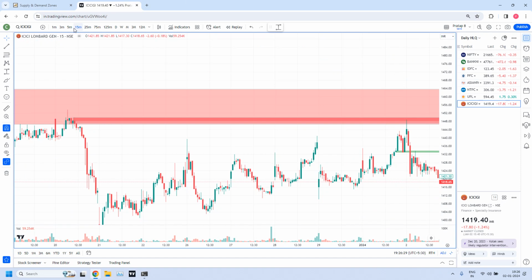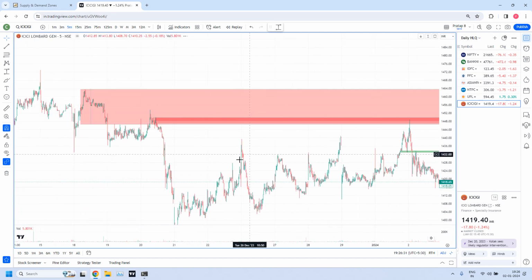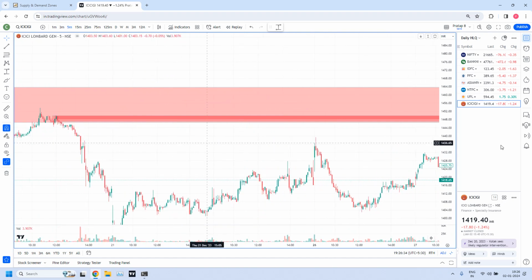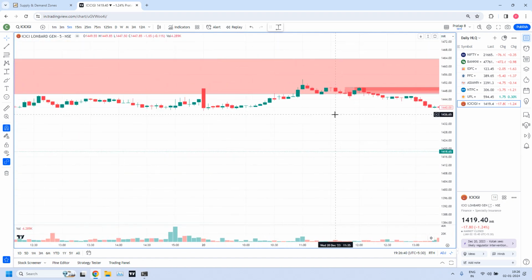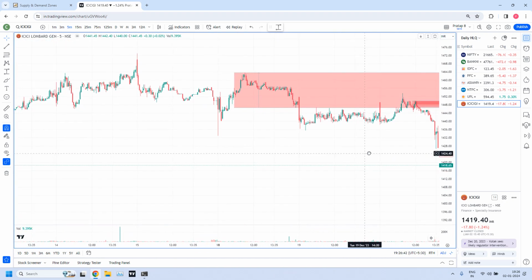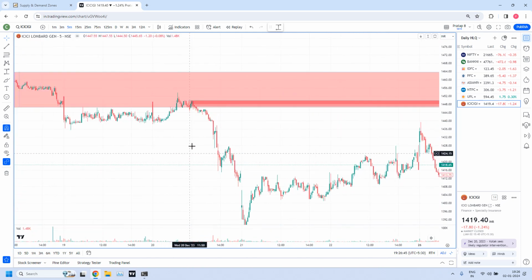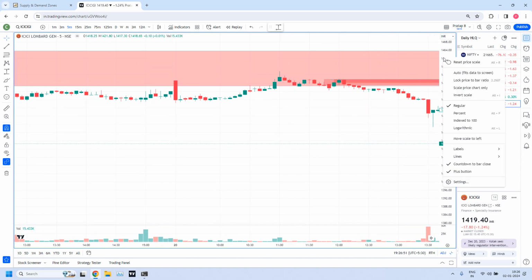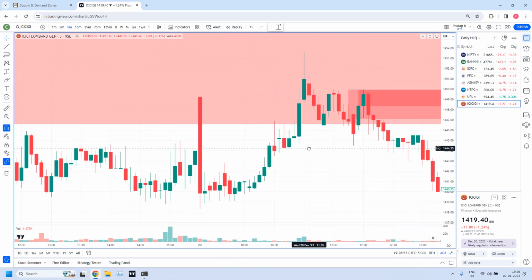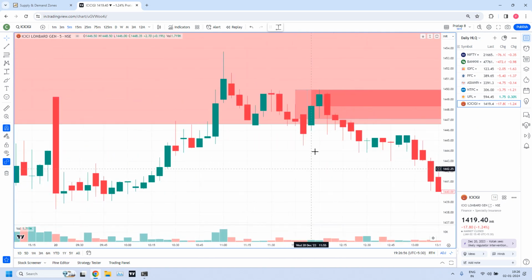Sorry, 5 minutes. Okay. See here, you have a rally candle, you have a base candle, and then you have a leg out. This is a 5-minute zone. So that way we have drawn this 5-minute zone.